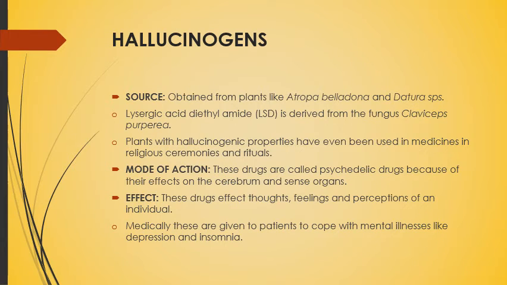The next is your hallucinogens. The source is obtained from the Atropa belladonna and dhatura. Must be knowing about the dhatura, बहुत जगह काम आता है. Then there is LSD, that is your lysergic acid diethylamide, that is derived from the fungus Claviceps purpurea. Plants with hallucinogenic properties have been used in medicines, in religious ceremonies and rituals.